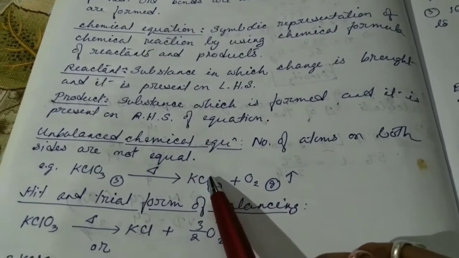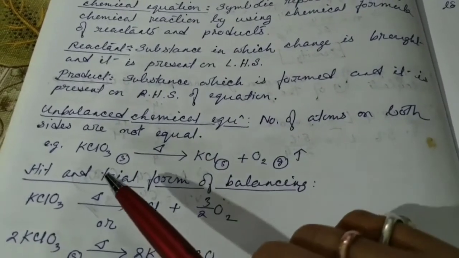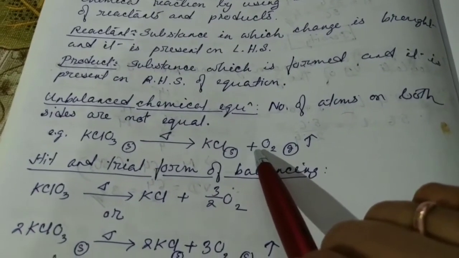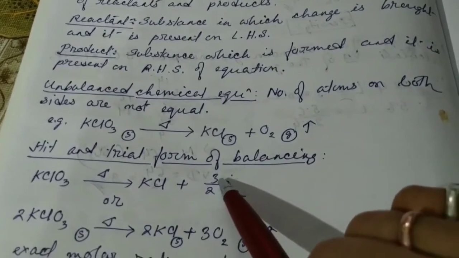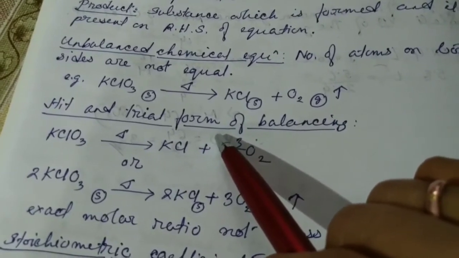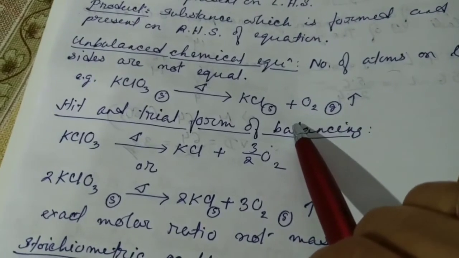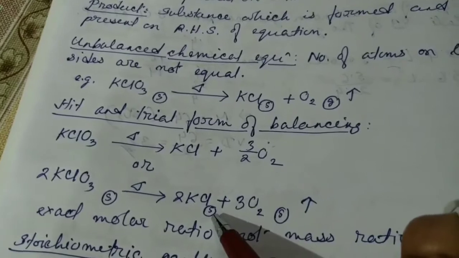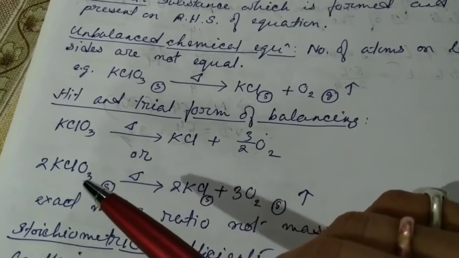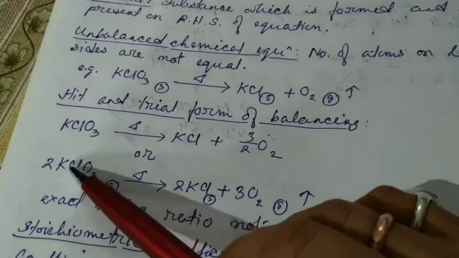But if we have to make this equation balanced, what will happen? The number of each and every atom on the left hand side as well as on the right hand side must be equal. So how do we do that balancing? That is by the hit and trial method. You have to put numbers, which are known as stoichiometric coefficients, by the hit and trial method so that finally the number of atoms on both sides is equal.